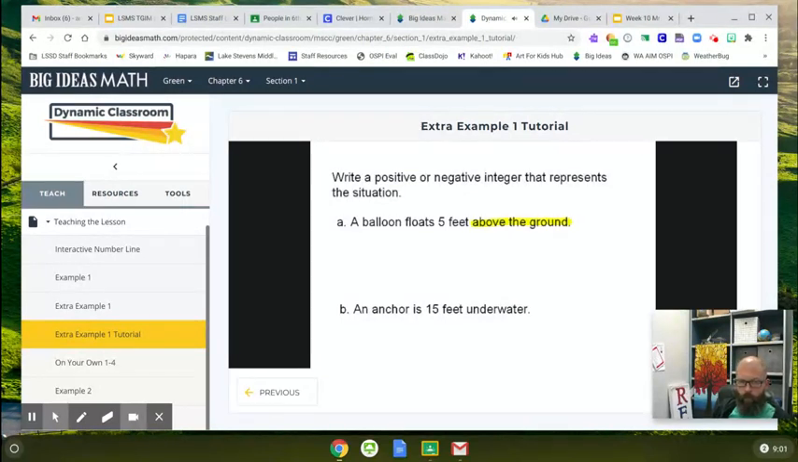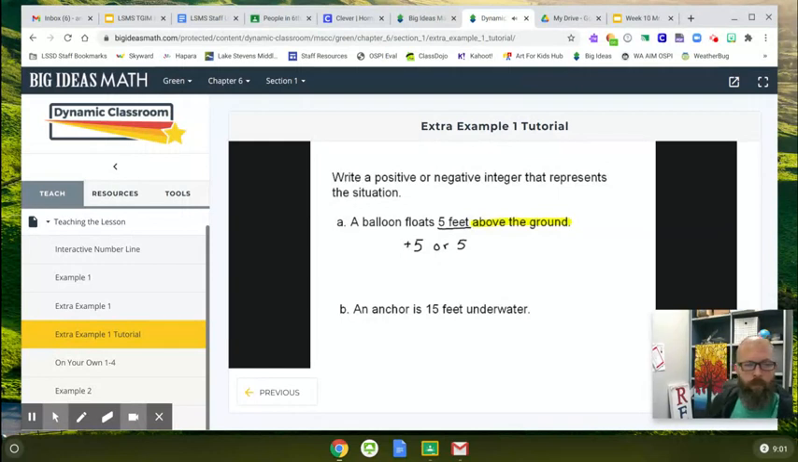Because we said that above the ground means we need to use a positive integer, we can write a plus sign in front of the 5 to show that it is positive, or we can just write 5. So, an integer that represents the situation is plus 5 or just 5.